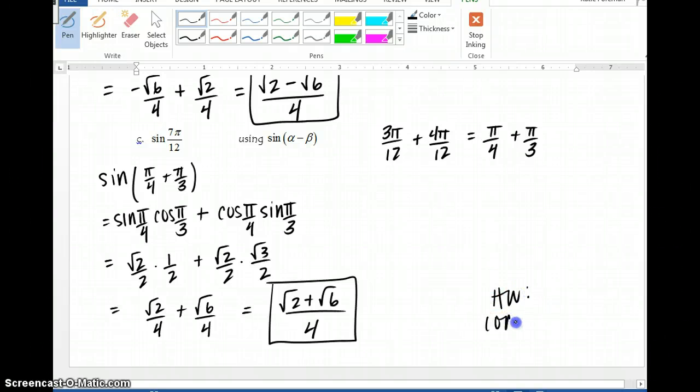Your homework: complete the 6-8 worksheet. Homework quiz tomorrow.